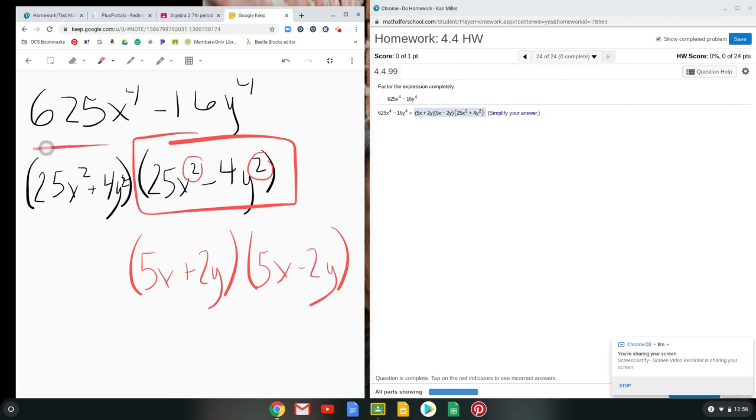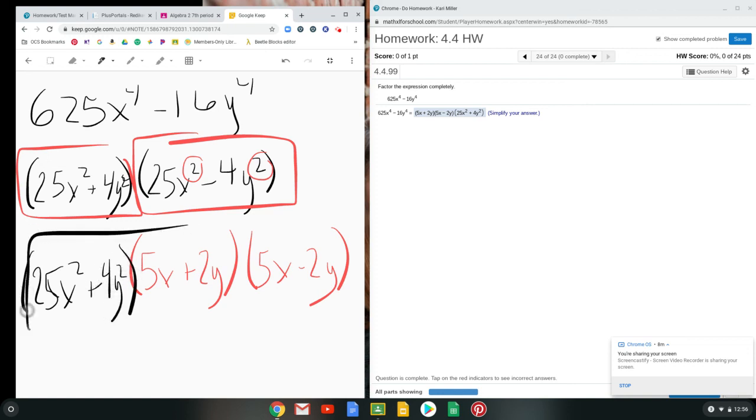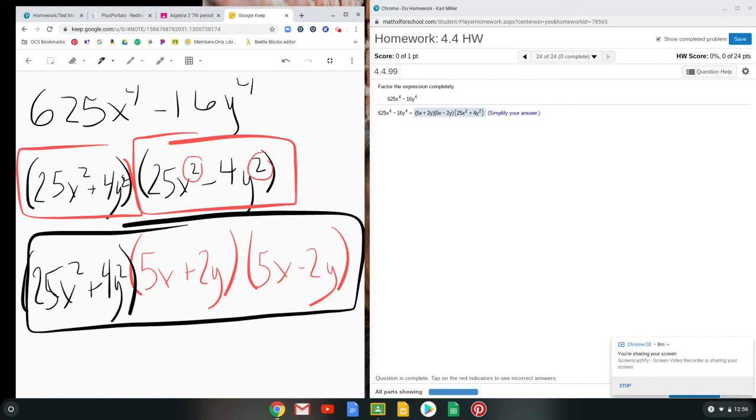Now, the one with the plus sign does not factor again. You just bring it down. So 25x squared plus 4y squared. Okay, so that is the answer for that problem. All right, and that is all you're doing on this particular lesson, just doing more factoring.